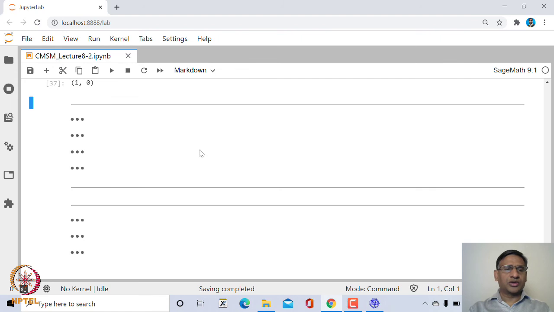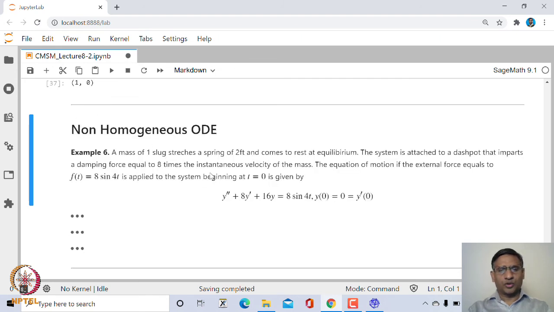Let me look at one more problem, which is a non-homogeneous ordinary differential equation. This is a second order differential equation. It is non-homogeneous because the right hand side is non-zero, and it is an initial value problem because y at 0 is 0 and y dash at 0 is also 0.